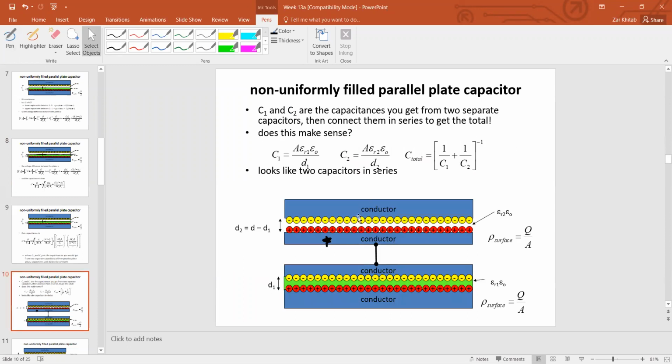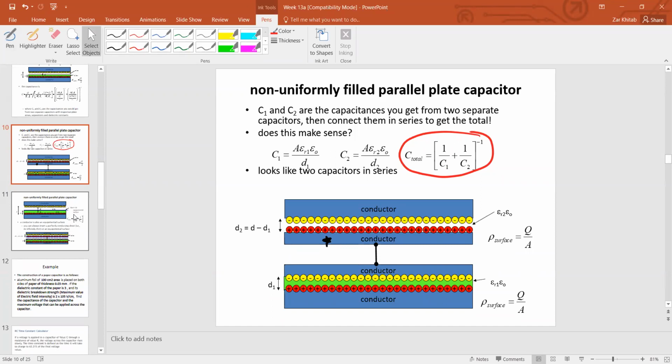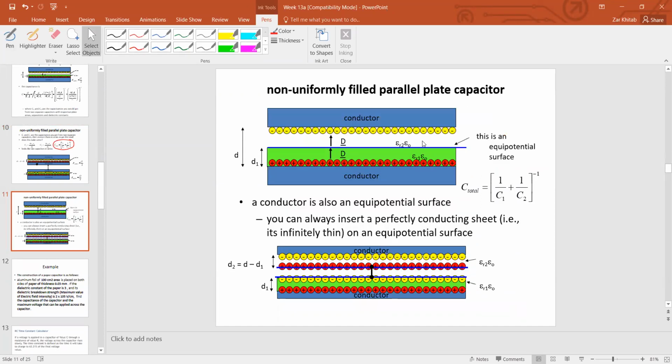So an equivalent diagram is like this: if we fill two metallic plates with two different dielectrics, it's like we have two different capacitors connected in series. Then the total capacitance of the structure will be the inverse of the sum of the inverse of the first capacitance plus the inverse of the second capacitance, and this we saw in our previous lecture.